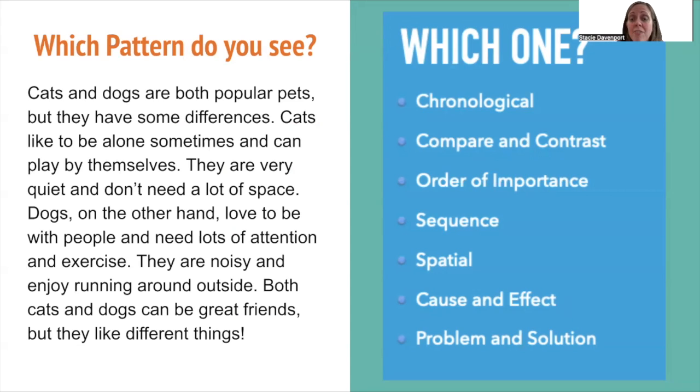So number one, does it have any dates? No, it doesn't have any dates. So it's not chronological. Scratch that one out. And then does it have two things that they're comparing? And does it use the word both? Does it use different? Does it use any of those? And so when you see those in the text, then you're going to say, oh, maybe that's compare and contrast. And when you keep going, then it will show you which one it is.